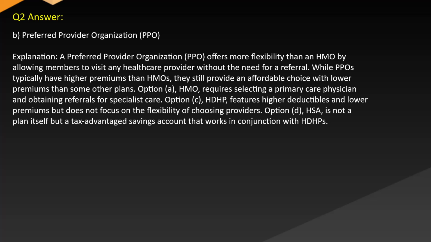Option C, HDHP, features higher deductibles and lower premiums, but does not focus on the flexibility of choosing providers. Option D, HSA, is not a plan itself, but a tax-advantaged savings account that works in conjunction with an HDHP.